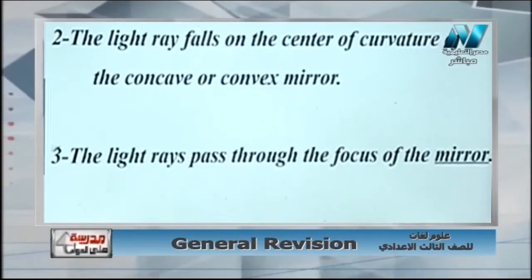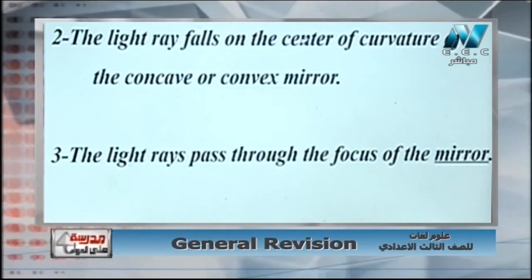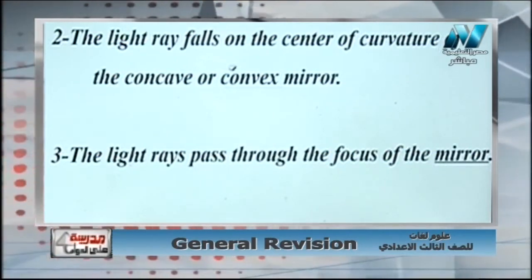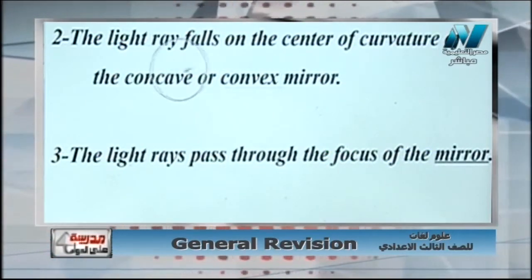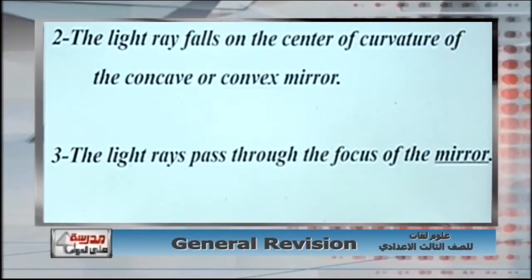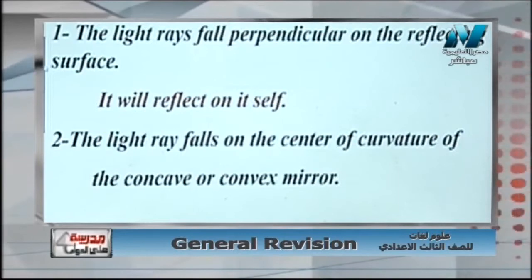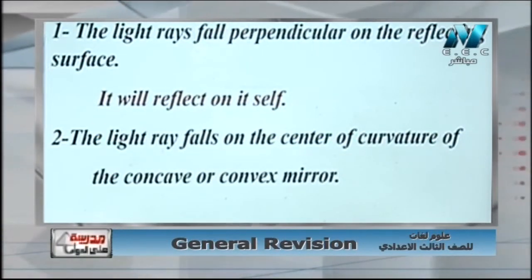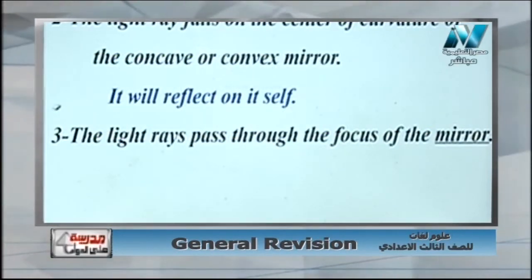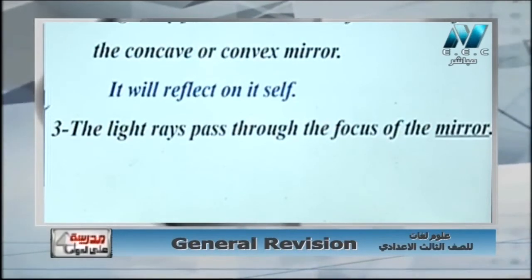Number 2, the light ray falls on the center of curvature, as we have here, C. What happens in a concave or convex mirror? If the light ray falls on the center of curvature, like the previous question, as it falls perpendicular on the reflecting surface, the light will reflect on itself, because angle of incidence equals angle of reflection equals 0.